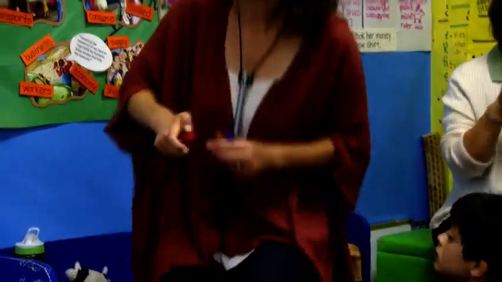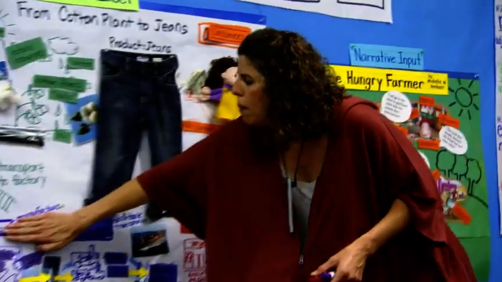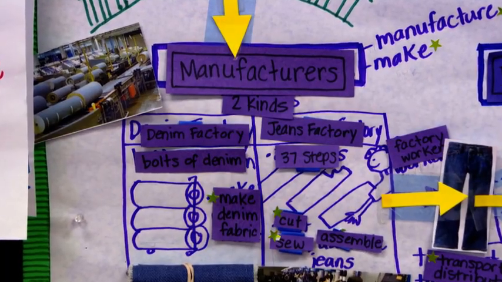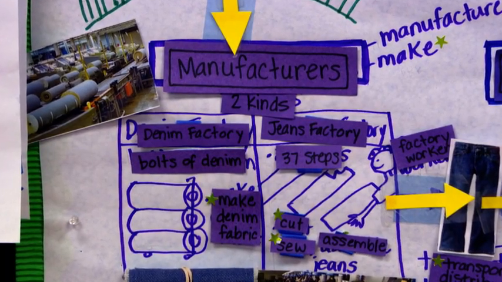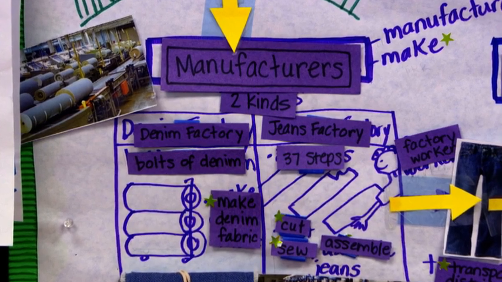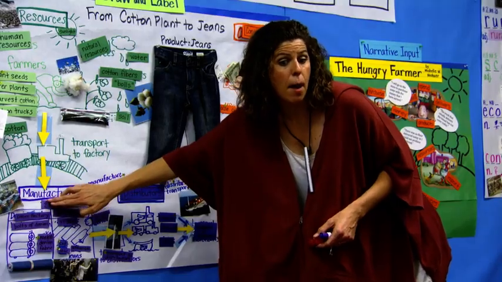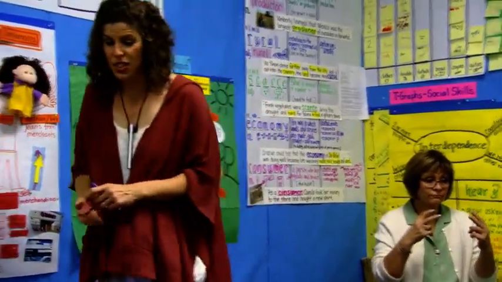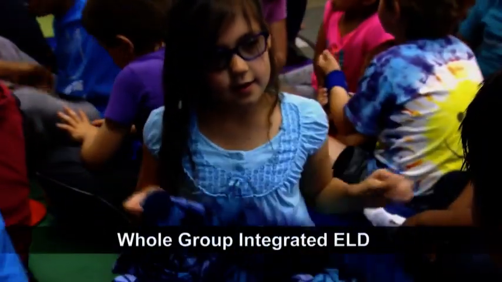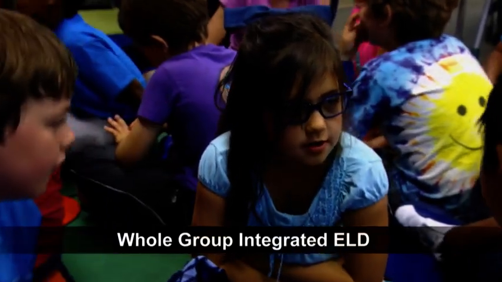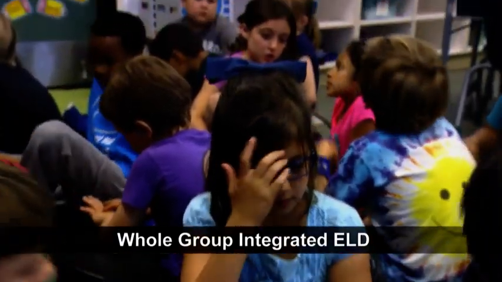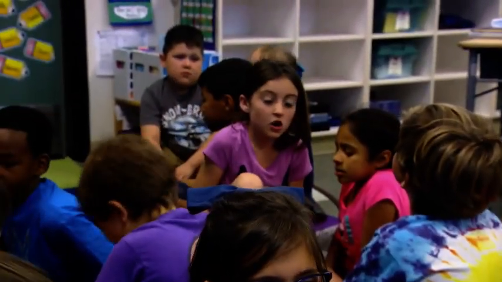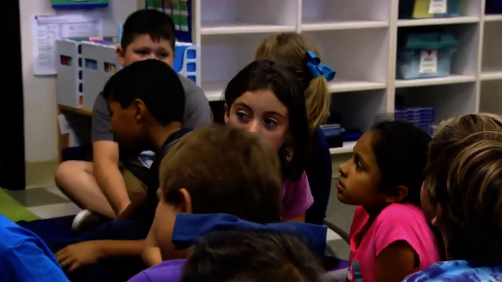I'm going to look for a team that's got ready their sentence telling me about the manufacturers doing what they do here. Following this or after that, the manufacturers. Turn and create your sentence in your team. So following on this, the manufacturers bring the cotton to the denim factory.